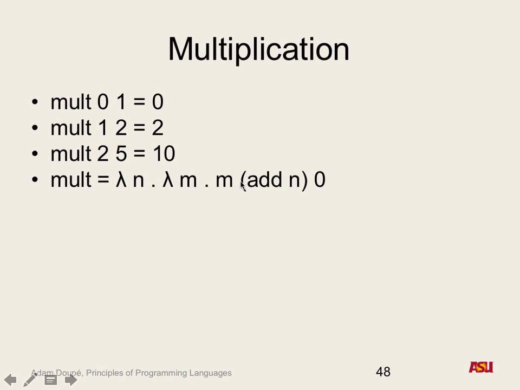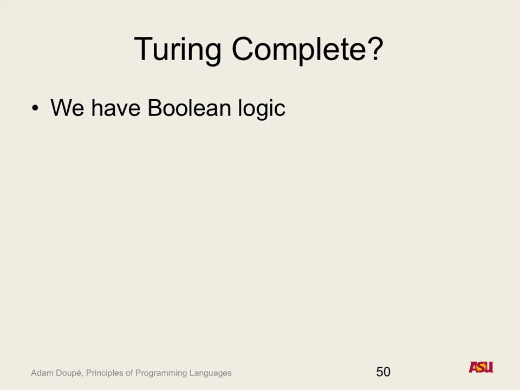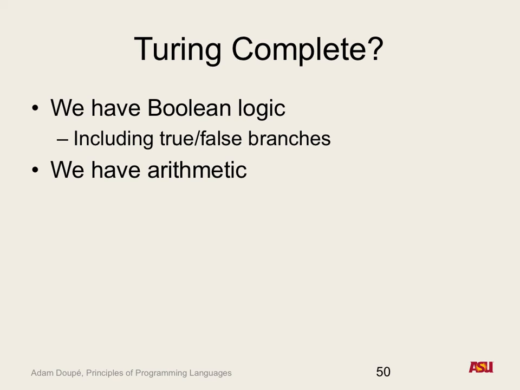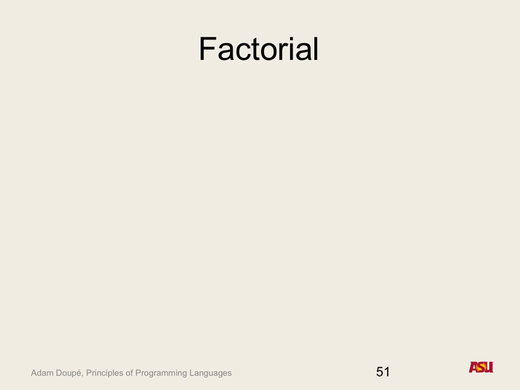So if that macro itself had multiply in it, you would never be able to write out the final lambda expression. So even though it seems a little bit counterintuitive, where I say there's no names but I'm giving things names, I mean that in the language itself there is no way to say define this function foo and then call foo inside of itself. So we have Boolean logic, we have true and false branches, we have arithmetic, and the problem is, like we've talked about, we have no way to do loops. We have no way to do recursion yet.